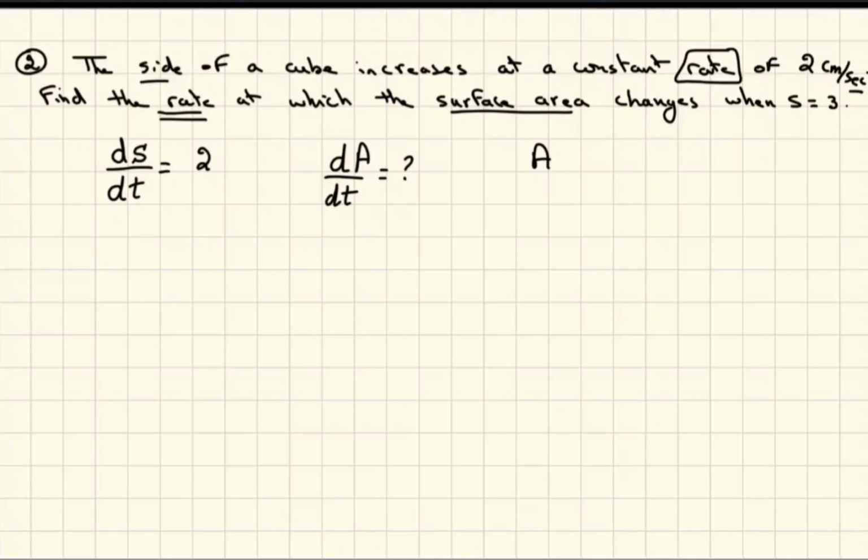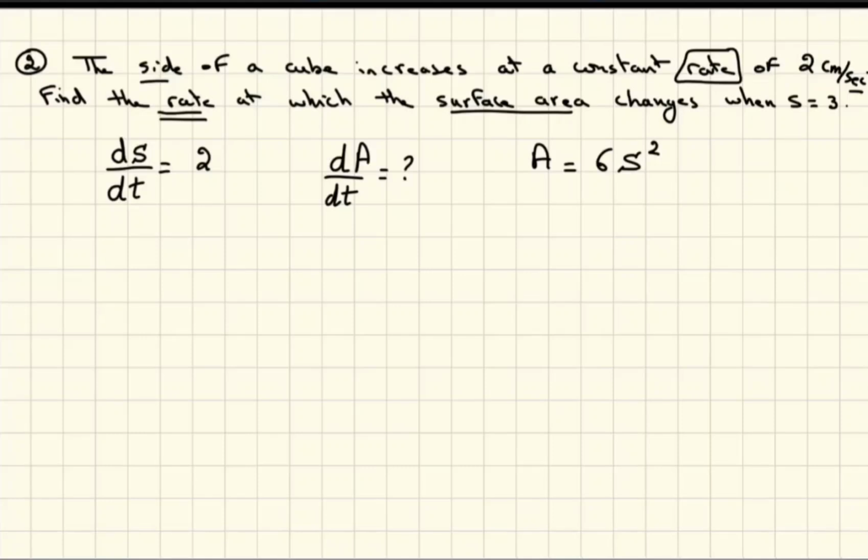a cube? I know a cube has 6 faces, and each face is a square. So the area of one square is s squared. So if you have one square, s and s, you multiply to get the area, it will be s squared. Because I have 6 of them, the surface area of the cube will be 6 times s squared.